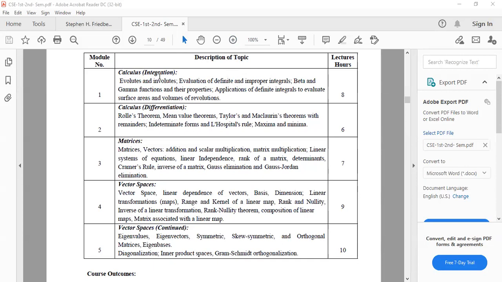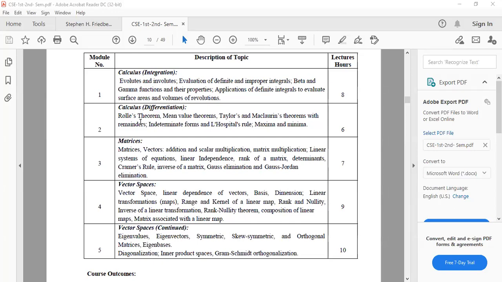Module 1 contains the calculus section of integration. Module 2 contains the calculus section of differentiation. Some parts of this particular syllabus are probably known to you. For example, so far as I know, you have probably learned Rolle's theorem in your school days, and you also know what a definite integral is. Some parts are known to you, but some parts are not.